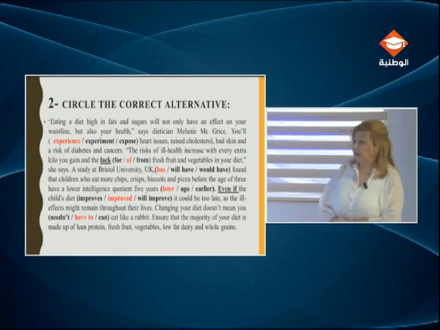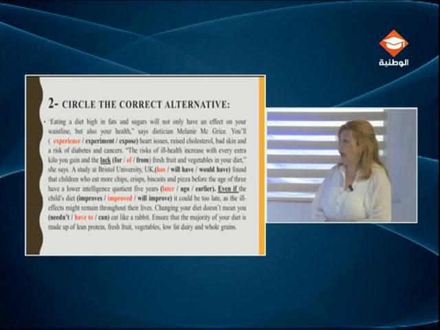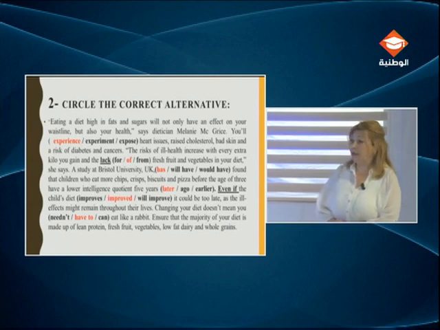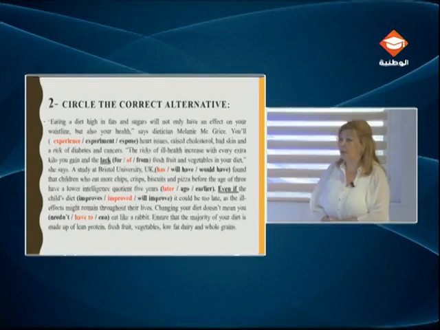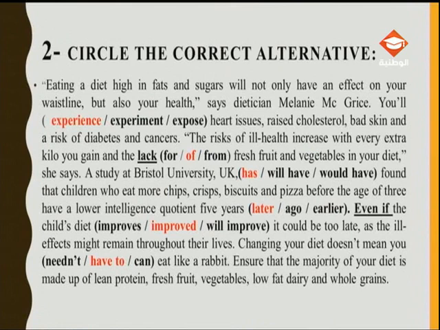A study at Bristol University, UK will have, would have found that children who eat more chips, crisps, biscuits, and pizza before the age of 3 have a lower intelligence quotient 5 years earlier. A study at Bristol University, UK found. So we can say has found, we can say will have found, and we can say would have found.